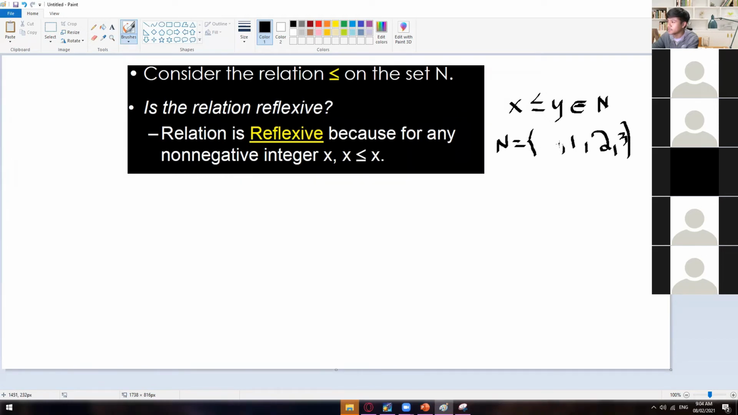So if it's Z plus or positive integers, it's 1 and above. But if it's whole numbers, that's the time that you will include 0. In natural numbers, it's the same as Z plus. You will start with 1 and above. So we'll just take 1, 2, and 3. Since we have this condition, the ordered pair x, y is an element of natural numbers, so you can form a relation.